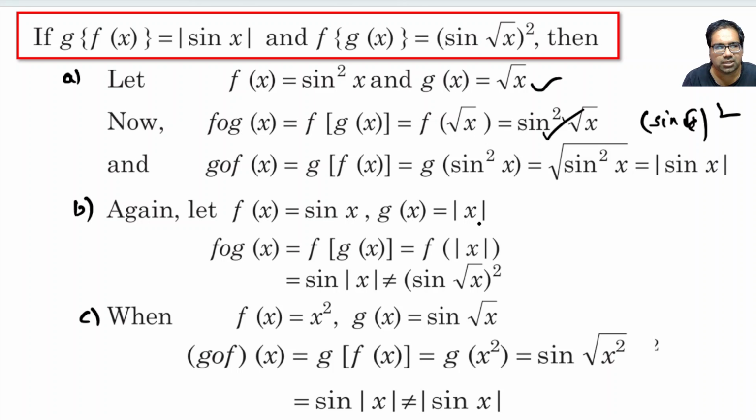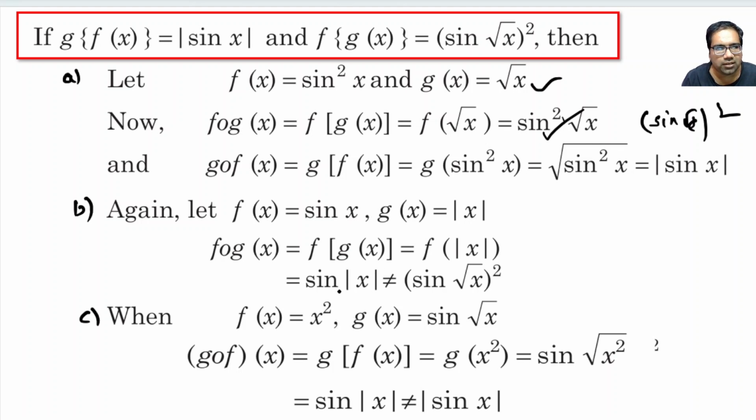Let us look at the second case where f of x equal to sin x and g of x equal to absolute value of x. Now f of g of x in this case should be (sin root x) whole square. What are we getting? g of x is absolute value of x, so f of absolute value of x. f of x is sine x, so in the place of x we put absolute value of x: sine of absolute value of x.